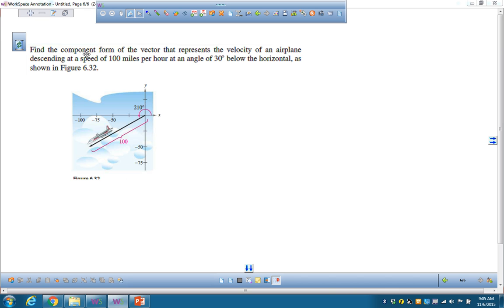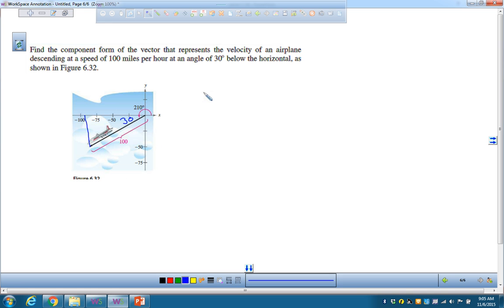Find the component form of the vector that represents the velocity of an airplane at a speed of 100 miles an hour at an angle of 30 degrees below the horizontal. In this case, you have to be a little bit careful, because the reference angle is not just 30 degrees. The angle is 210, right? And you have to be careful because the angle determines whether the i's and j's are positive or negative. The magnitude is 100.